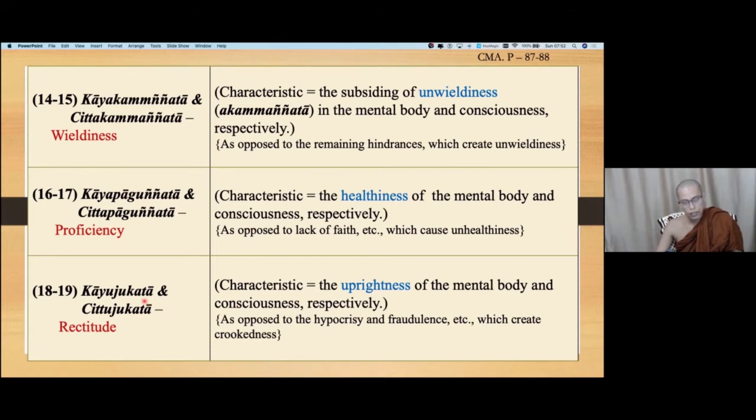Then Kaya Ujukata and Chitta Ujukata, they are rectitude. So rectitude can also be understood as uprightness. It has the nature of uprightness of the mental body and consciousness. So they are opposite to hypocrisy and fraudulence, etc. They remove crookedness, so we are making ourselves upright, the opposite of crookedness.